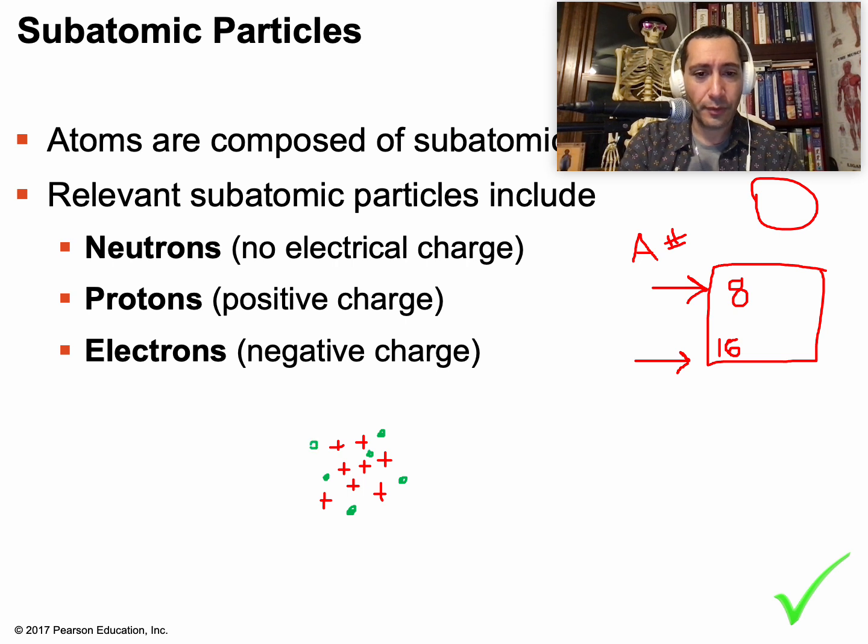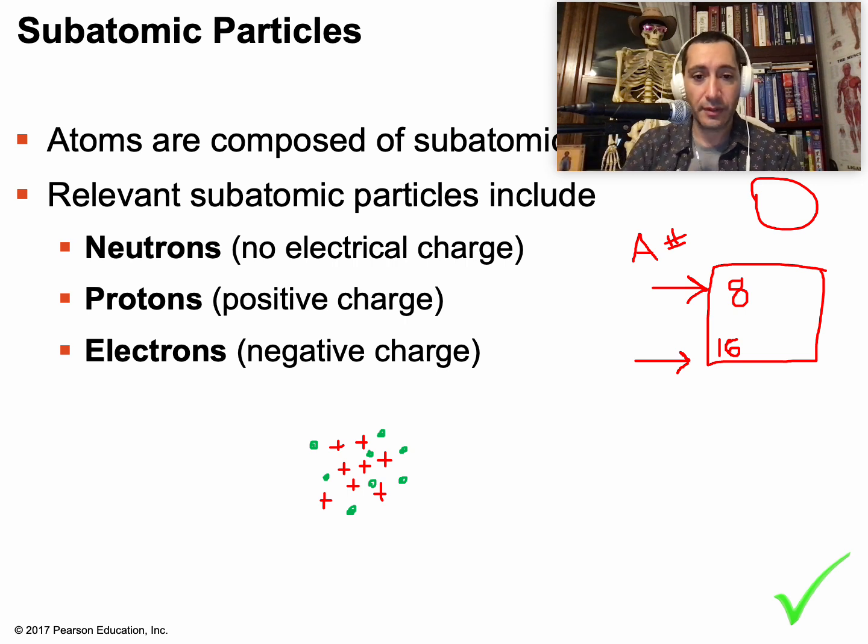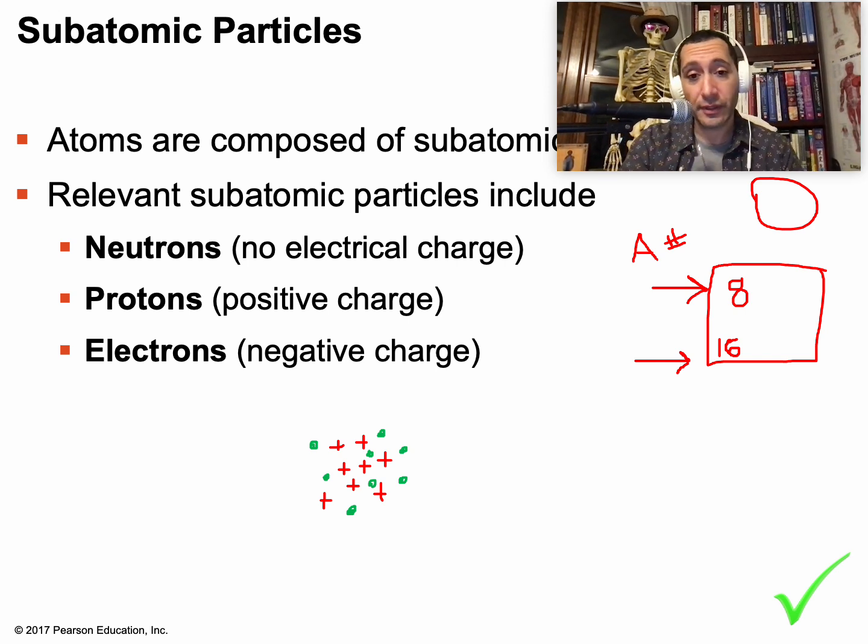So 1, 2, 3, 4, 5, 6, 7, and 8. Now we have completed the number. We've completed what you're ever going to find in the nucleus. We're looking at the nucleus here: 8 protons, 8 neutrons, and 8 electrons. So far, so good, guys.